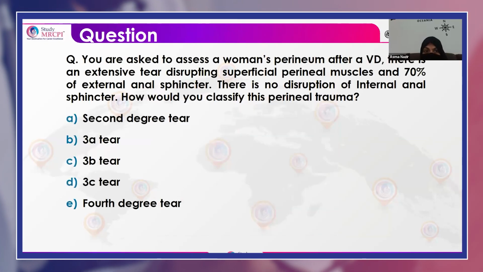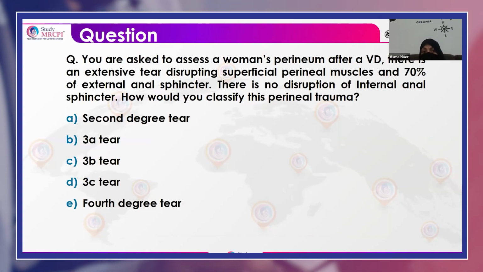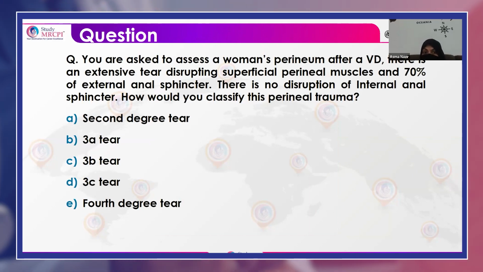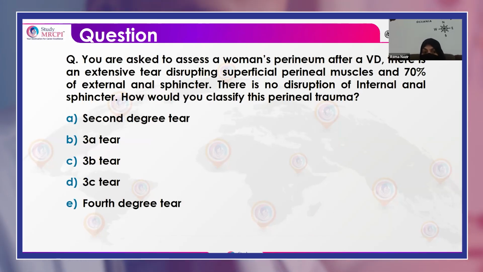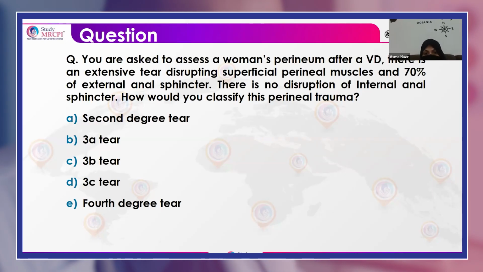Let's start. The first question is that you are asked to assess a woman's perineum after a vaginal delivery. There is an extensive tear disrupting superficial perineal muscles and 70% of the external anal sphincter torn. There is no disruption of the internal anal sphincter. How would you classify this perineal trauma? Before answering, read the question carefully twice and then go for the options. The options are second degree tear, 3A tear, 3B tear, 3C tear, or a fourth degree tear.